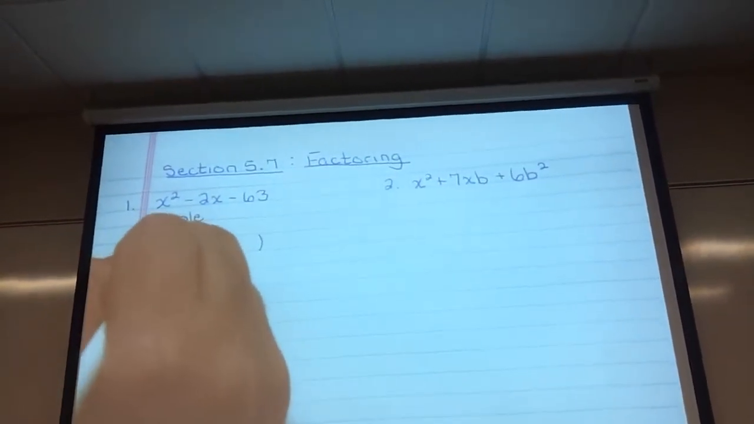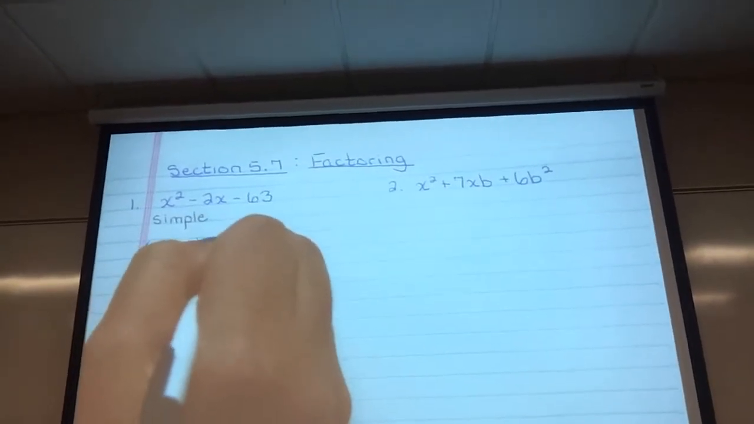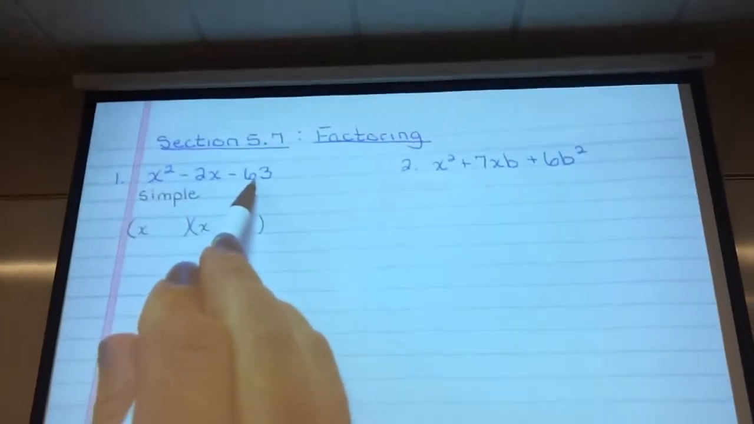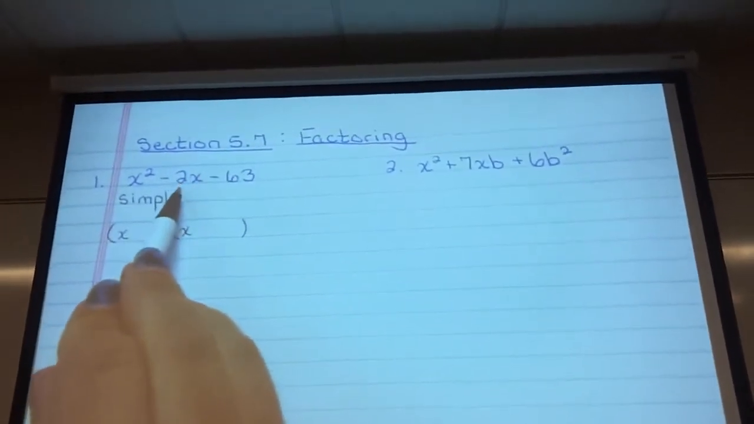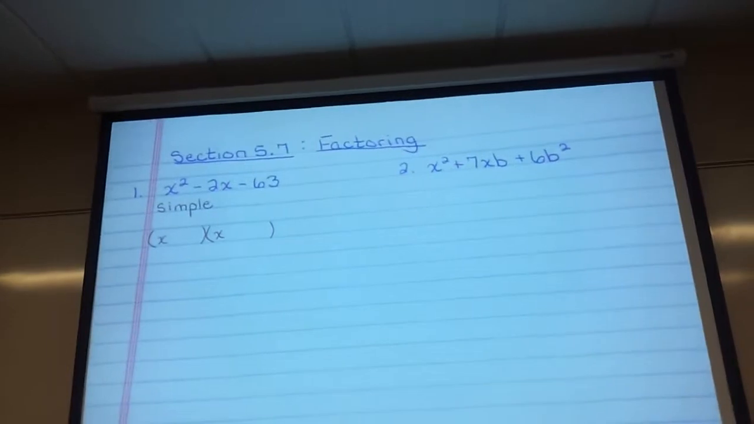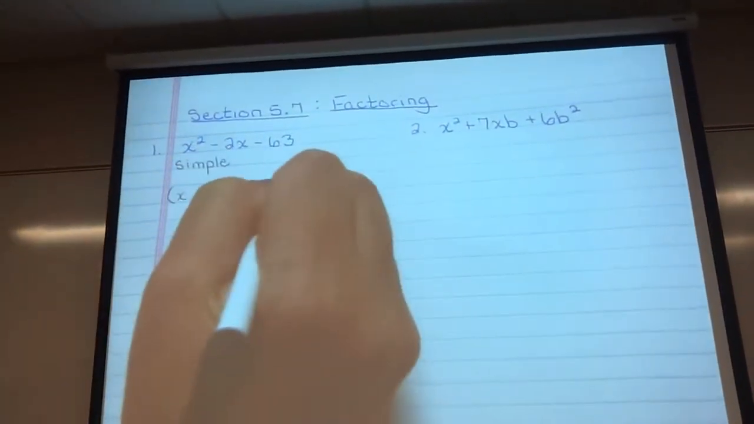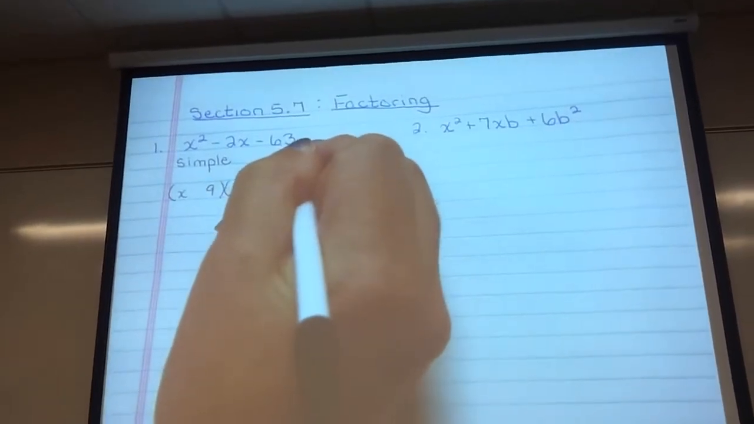And I can say x and x. And then what 2 numbers multiply to 63 but can give you 2? 7 and 9, okay. So 9 times 7 is 63. You got to think of that first.